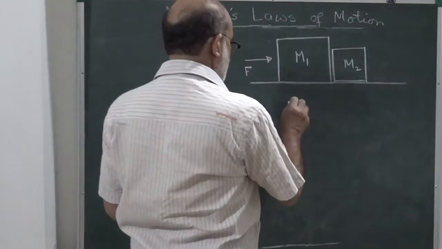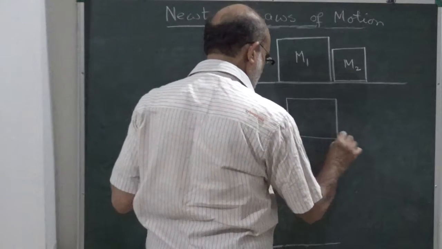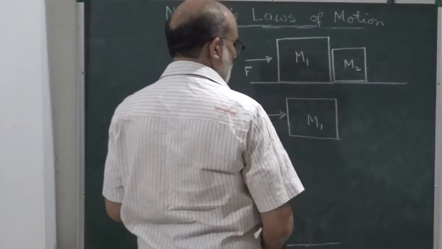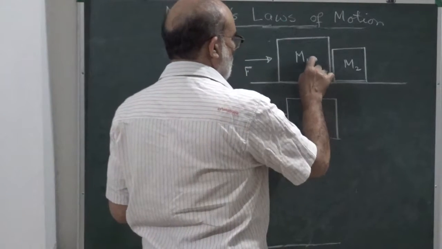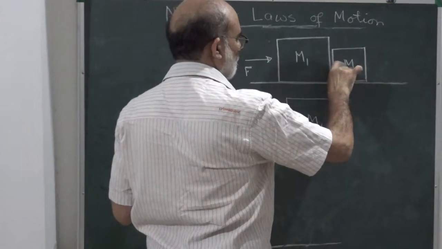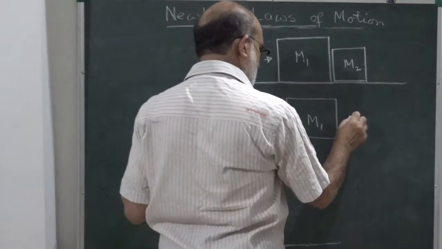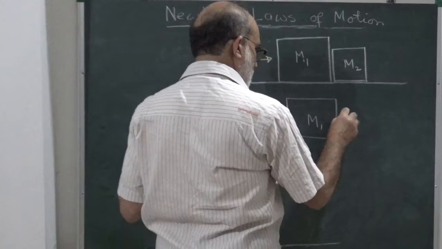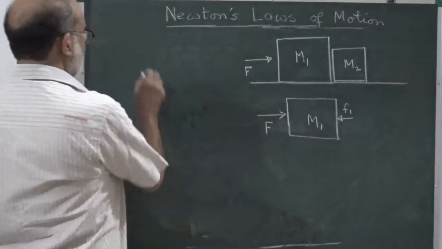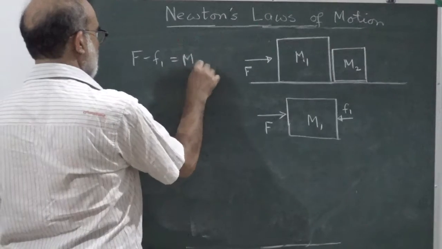So if this is M1 and this is the external force acting, this block M1 is hitting this M2 by some force. By the same force M2 will hit the other one. So suppose this is hitting this one by, say, F1. So F minus F1 is equal to M1A.